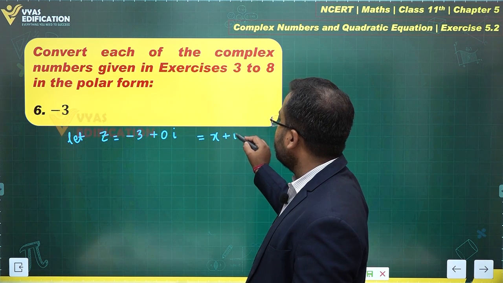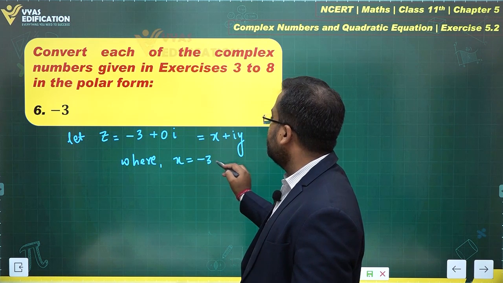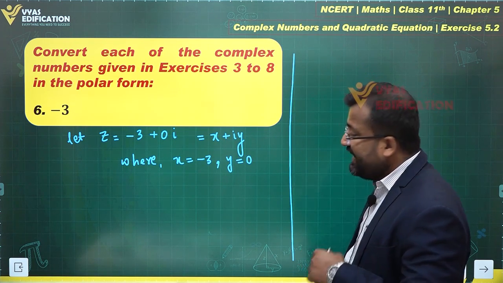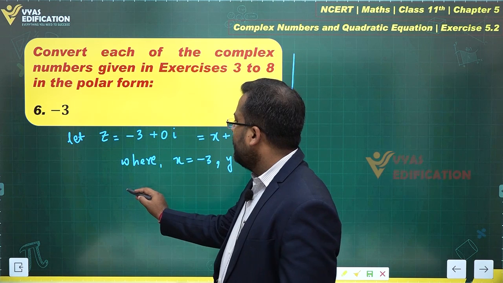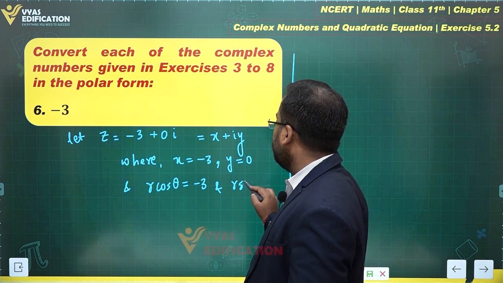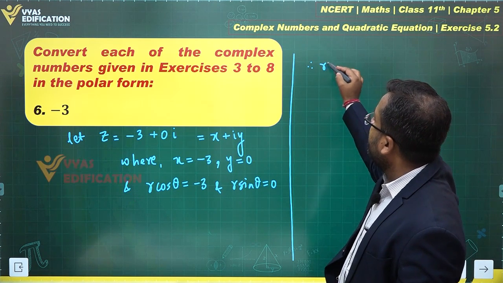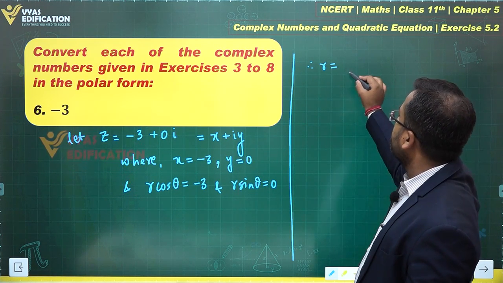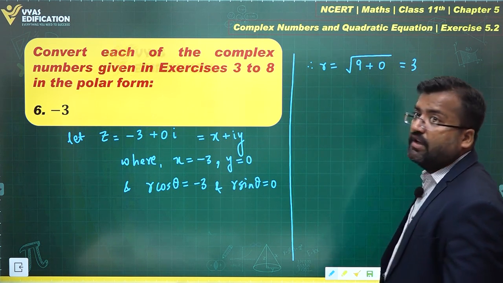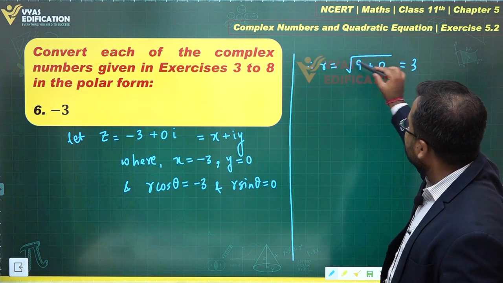And consider it as x plus iy, where x equals minus 3, y equals 0. And with the help of this, you can easily find the value of r, where r cos theta equals minus 3 and r sin theta equals 0. Okay. So therefore, r will be equal to under root of x square plus y square, which is under root of 9, simply 3. Why not minus 3? As per notation, we consider the positive value only. So r is plus of this.